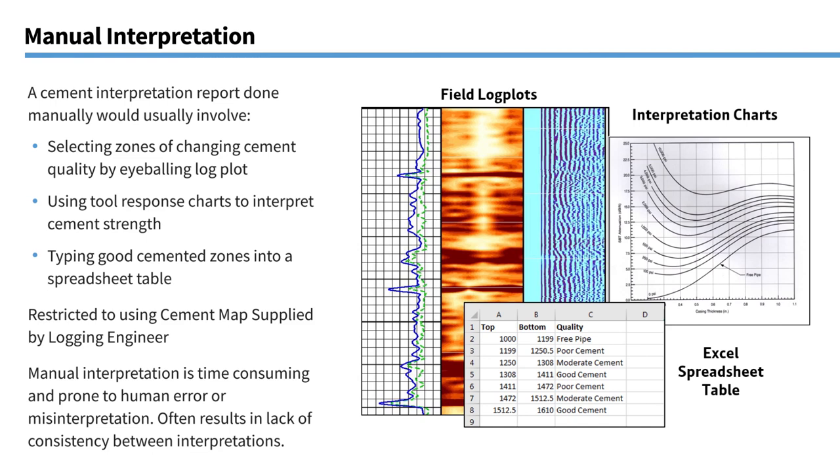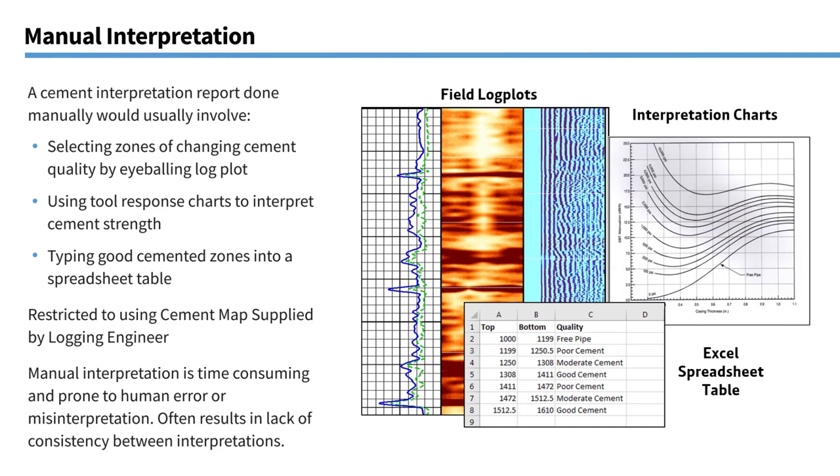You're also restricted to using the cement map that the logging engineer has provided. You can see generally dark means better cement, light colour means good cement. But that colour is dependent on what scale the logging engineer has used. So if you want to actually make your own judgement, you really need to make your own map, and most of the time you don't have the ability to do that. You could send it back to the engineer to rerun the map with different parameters, but that can take a long time to do.